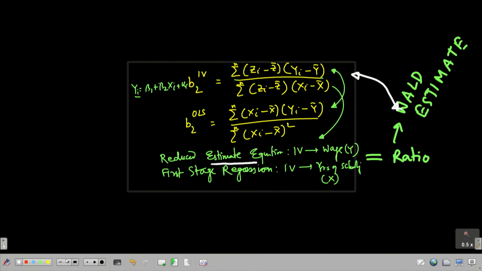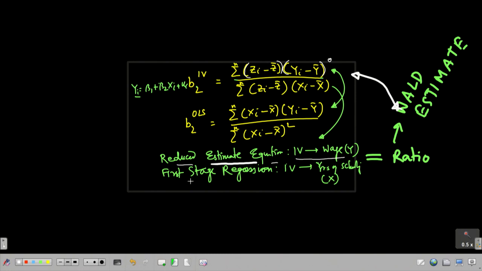In the reduced estimate equation, you are basically seeing the impact of the IV on the wage, that is y. Here also, in the numerator, you are trying to see the strength of the relationship between z and y, your IV and y. Intuitively it makes sense: the reduced estimate equation is reflected in the numerator term.